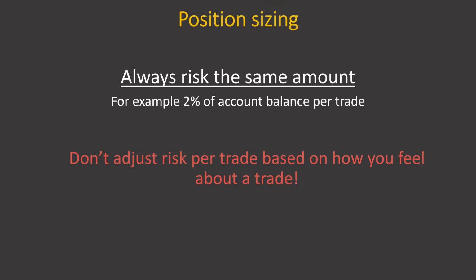Right, so that's why I prefer to stick to a solid plan and use the same position size for all my trades. So I recommend risking, for example, 2% of account balance per trade and keeping it at that. Don't change it based on how you feel. Right? So don't adjust risk per trade based on how you feel about a trade.